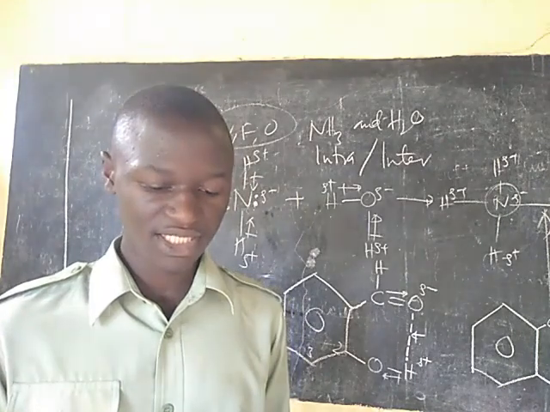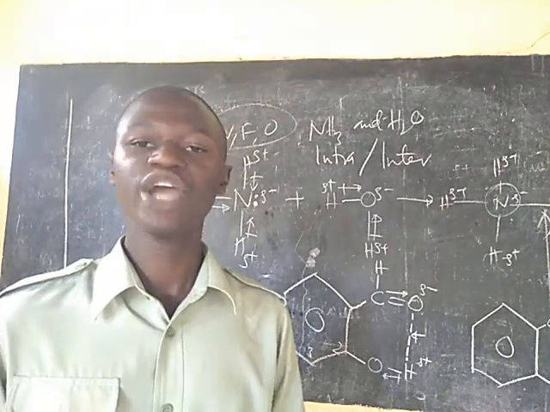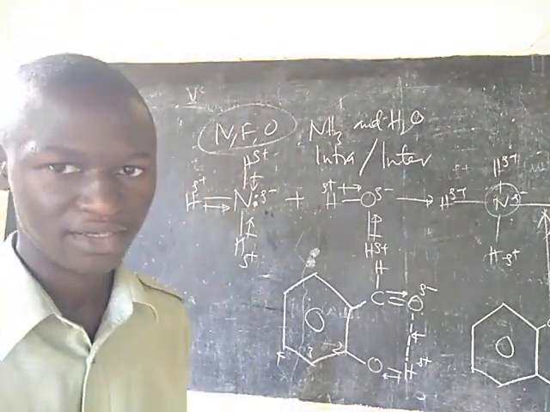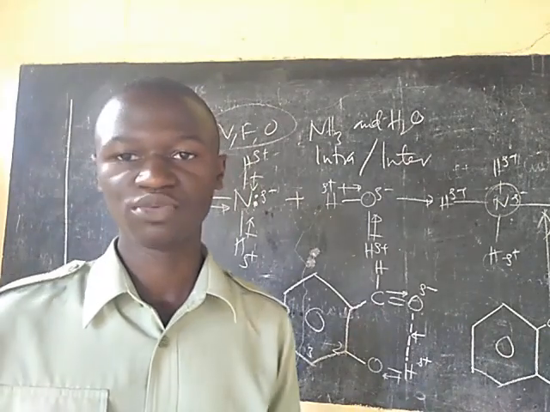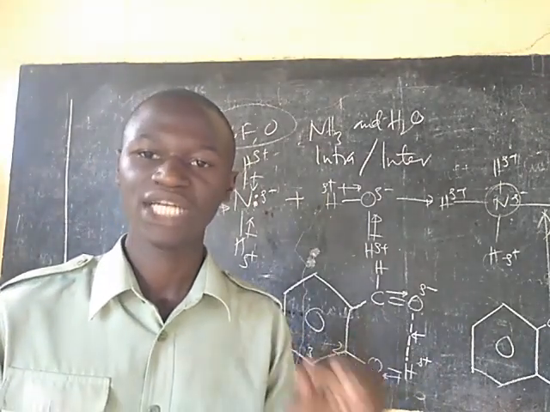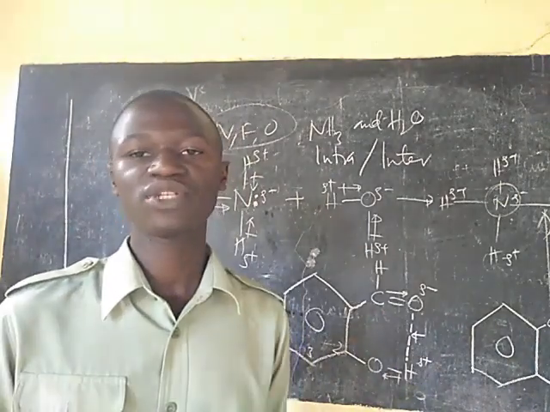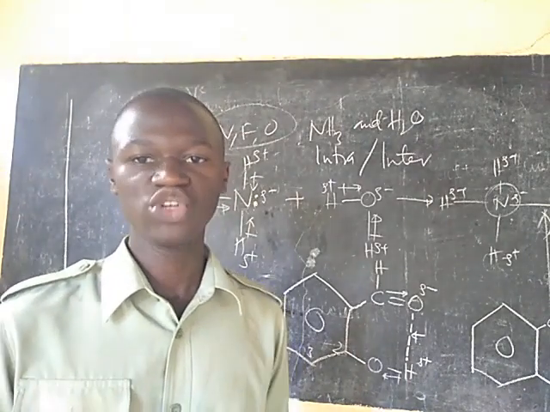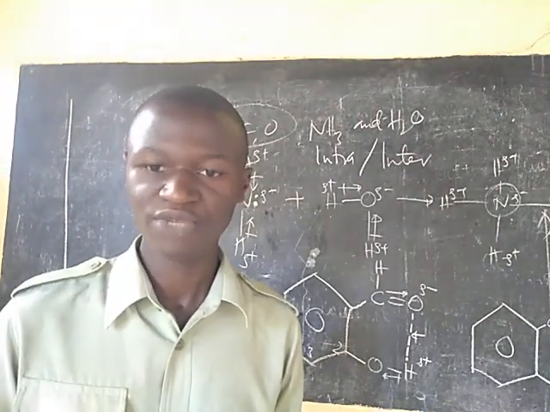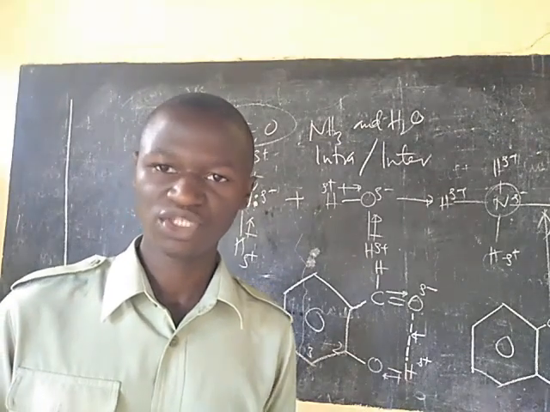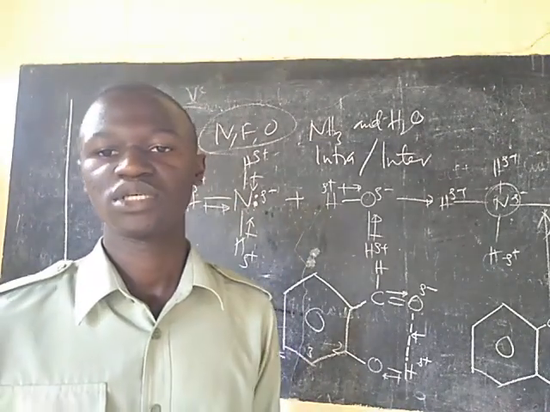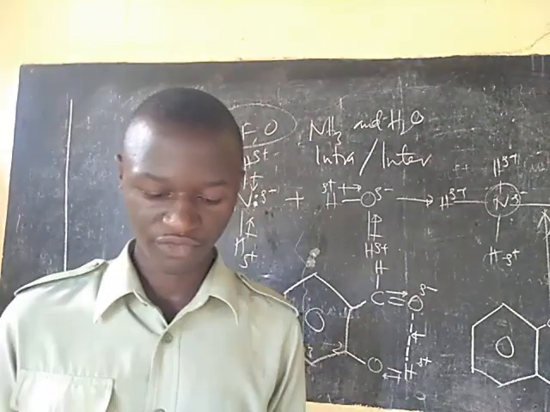And another thing is that the electronegative element should have at least one lone pair. The electronegative atom should have at least one lone pair. So without that one lone pair, hydrogen bonds cannot be formed.